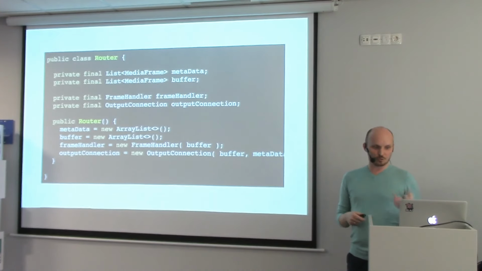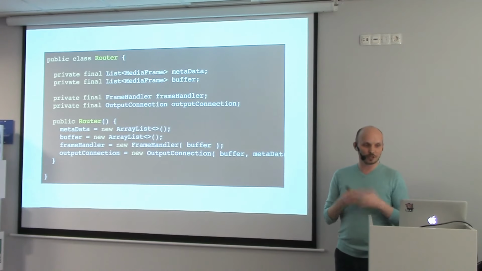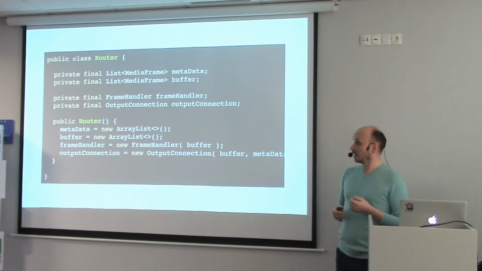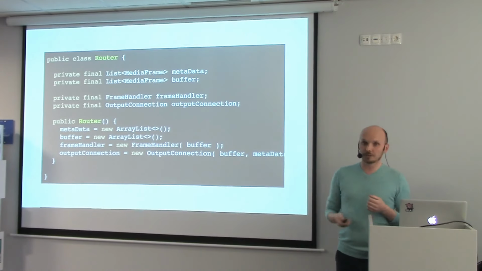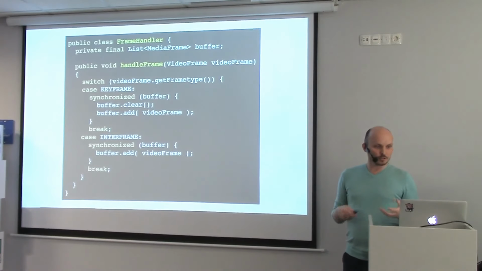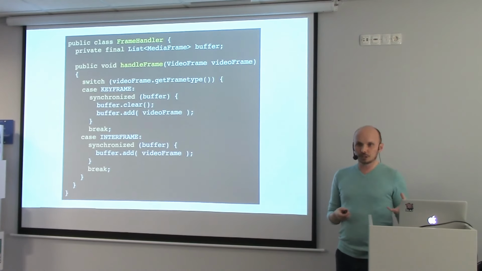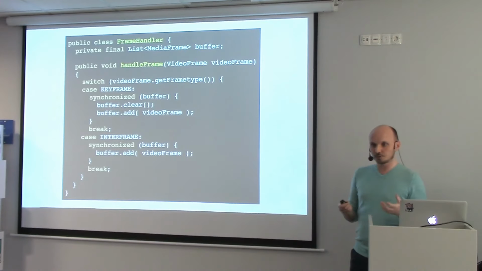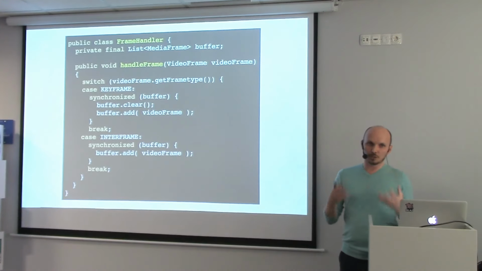And then you have two things that happen here. You have a frame handler and output connection. So the buffer you see here is shared among both frame handler and output connection. Frame handler is on the input and output connection is on the output side. So whenever you receive a frame and it's a keyframe, you clear your buffer and append a frame to your buffer, right? Because you need only one keyframe to properly start your stream. And then when you get so-called interframe, so anything that's in between, you simply add it to the buffer.